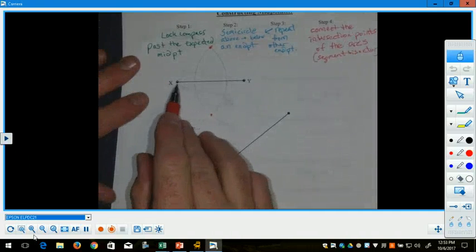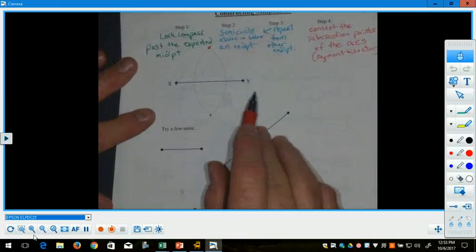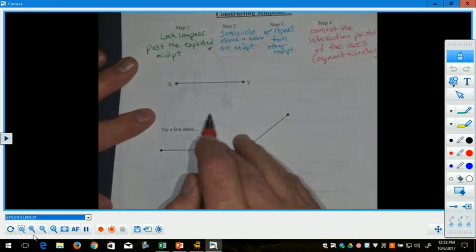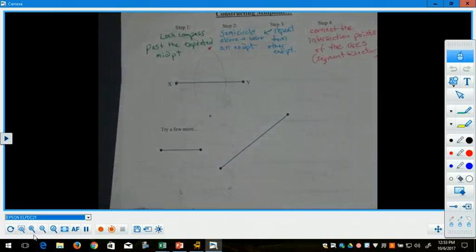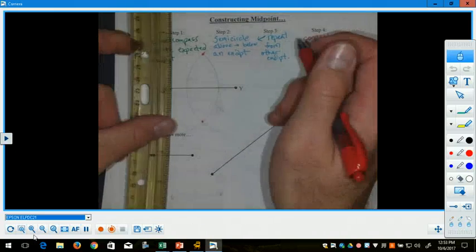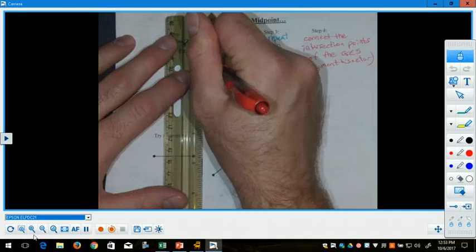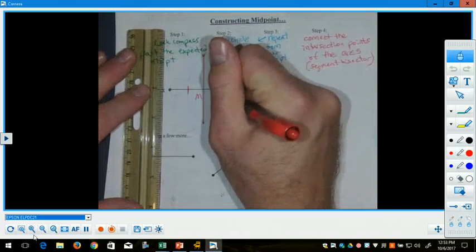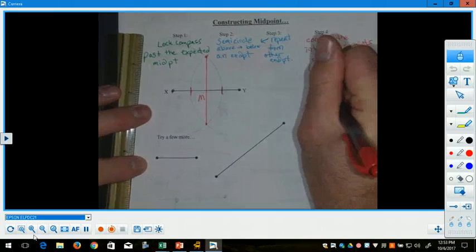The reason why: every point on this line is equidistant from X, every point on this arc is equidistant from Y, and where they intersect has to be the middle. And then I'll label my midpoint. So there really kind of is another step. We'll label the midpoint and show that those arcs are congruent.